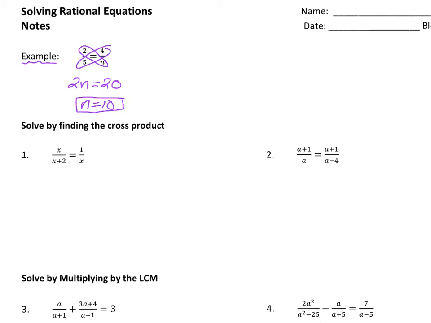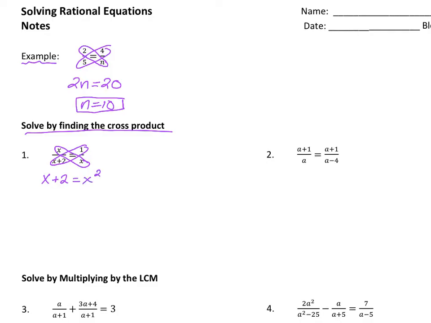Now, this was a simple example, but we're going to be using this type of solving to solve more complex examples. For example, in number 1, I have x over x plus 2 is equal to 1 over x. So I'm going to solve this by finding the cross product, or by cross multiplying. So I'm going to do 1 times x plus 2 and x times x. So 1 times x plus 2 is just x plus 2. x times x is going to be x squared.